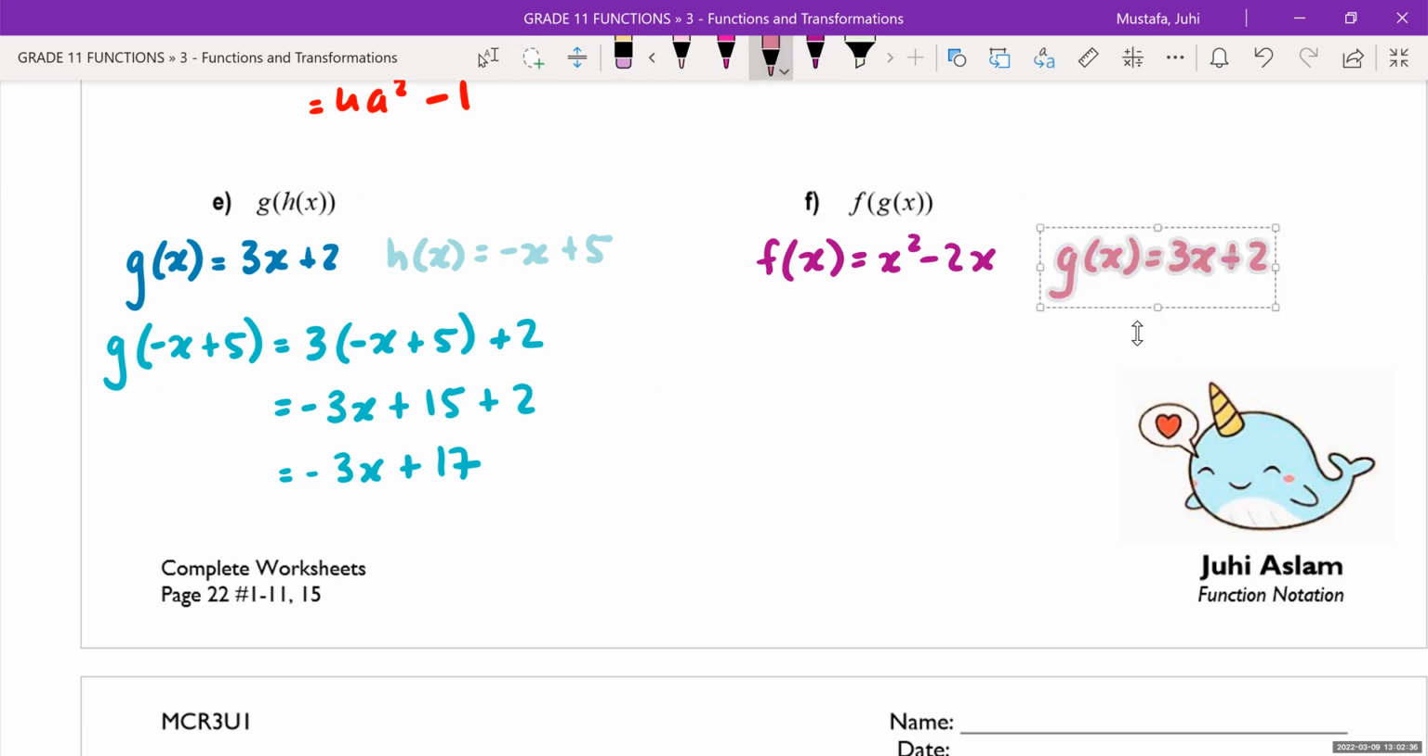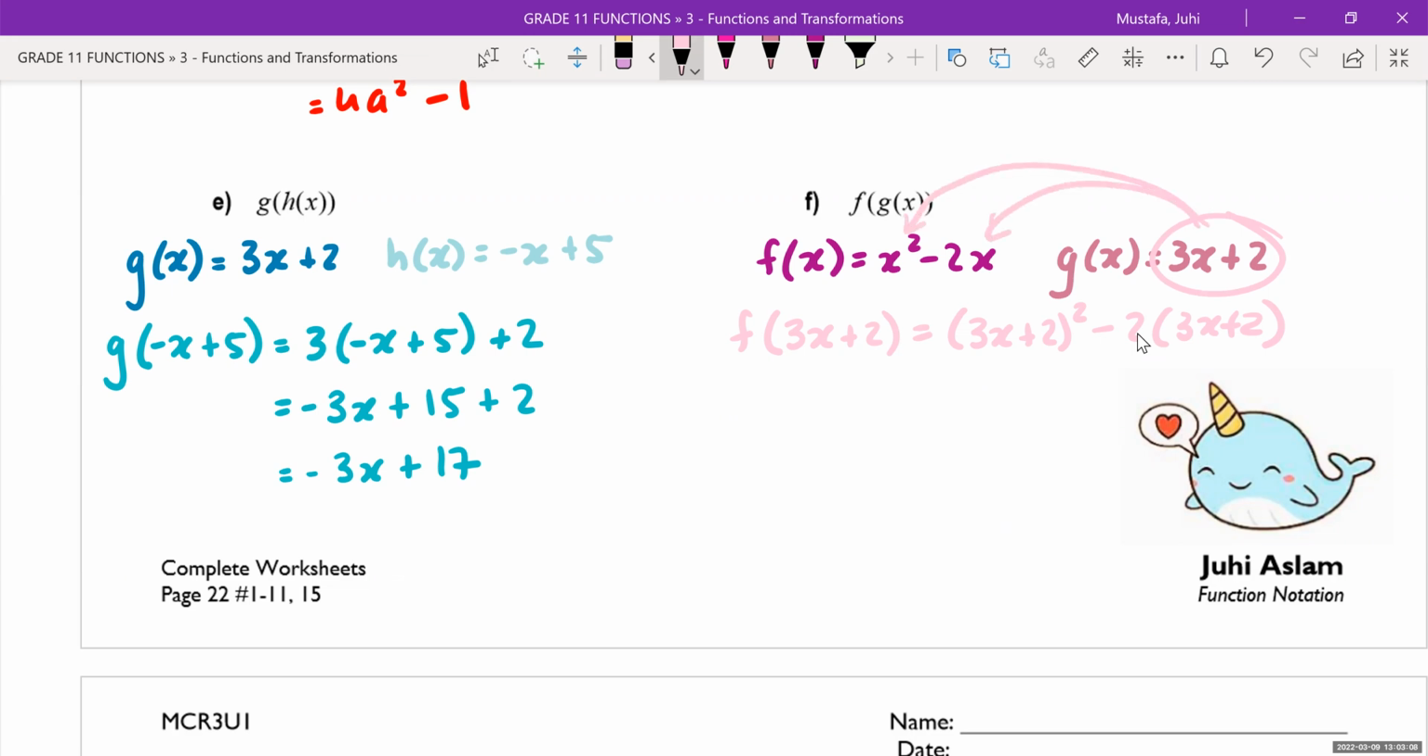So we're going to take both of these functions and we're going to decide what is going into what function. I'm going to replace my x's in my f with 3x plus 2. So this is basically f of 3x plus 2 is equal to 3x plus 2 squared minus 2 times 3x plus 2. Okay, so we just took this entire function and put it into all of the x's in f of x. And now it's just algebra, so go ahead and solve this by expanding and then distributing and simplifying.